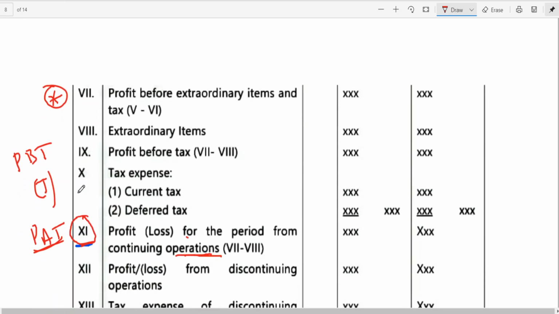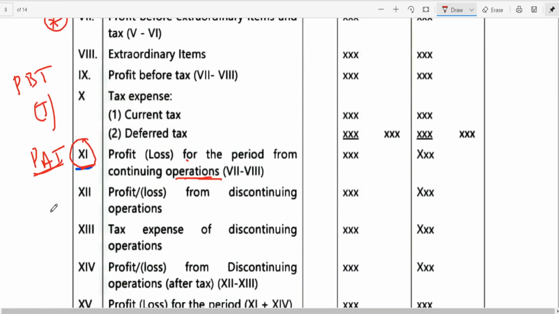But before that, if I just go by the format which is given there: profit or loss for the period from continuing operations, plus or minus adjustment of profit or loss from discontinuing operations. Then from that, the tax expense of discontinuing operation. First, what is it that you are getting? Profit or loss for the period from continuing operations. Now you are trying to find out profit or loss from discontinuing operations.